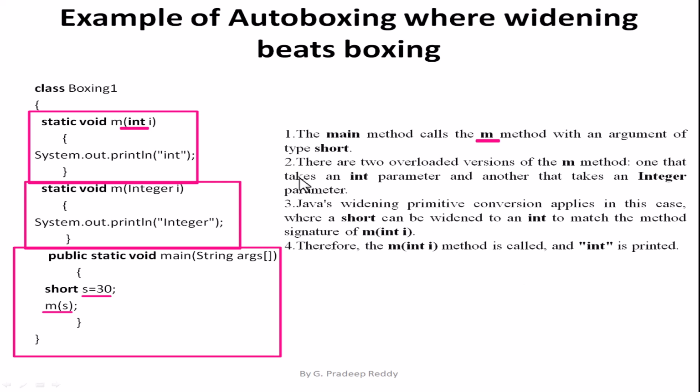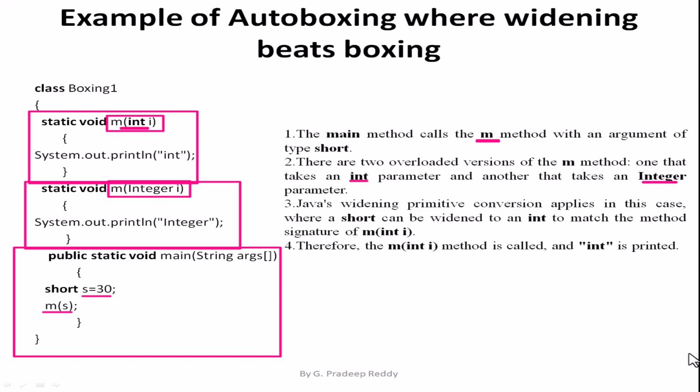So m is the name of a method, and here also m is the name of a method. One takes int and the other takes Integer. So what is the difference between int and Integer? int is a primitive data type. Integer is a wrapper class data type.